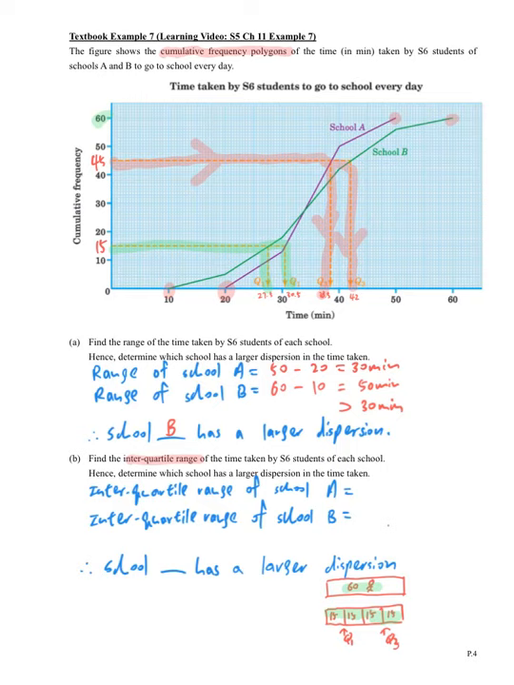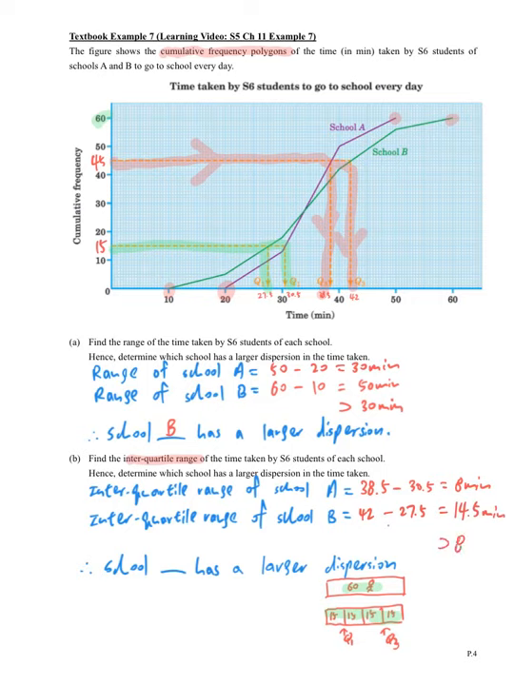So for the purple line, Q3 minus Q1 is 58.5 minus 50, in which we got X minutes only. And for school B, we got 42 minus 27.5, in which we got 14.5 minutes, of course. Well, once again, we have to do the comparison.